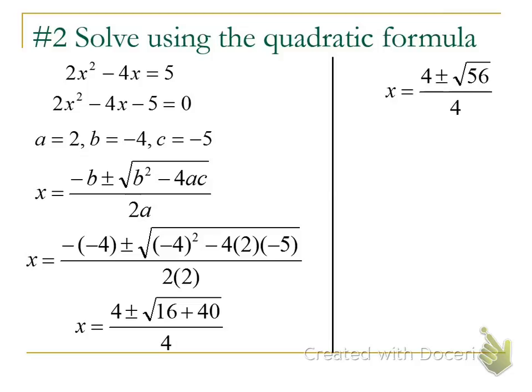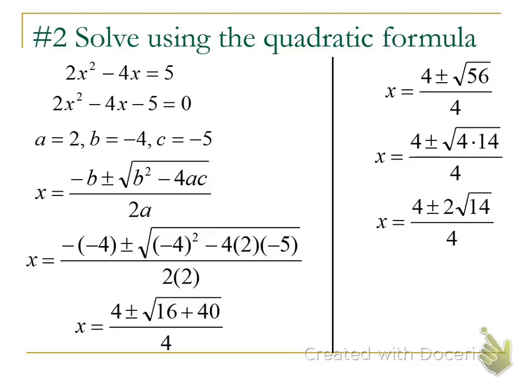I'm going to simplify that. I get 4 plus or minus the square root of 56 all over 4. Now, the square root of 56 is not a perfect square root, so I can simplify that by taking out a perfect square root. So 4 times 14 is 56, so I can say that the square root of 56 is the same as the square root of 4 times 14. The square root of 4 is 2, so I can now write that it's 4 plus or minus 2 times the square root of 14 all over 4.